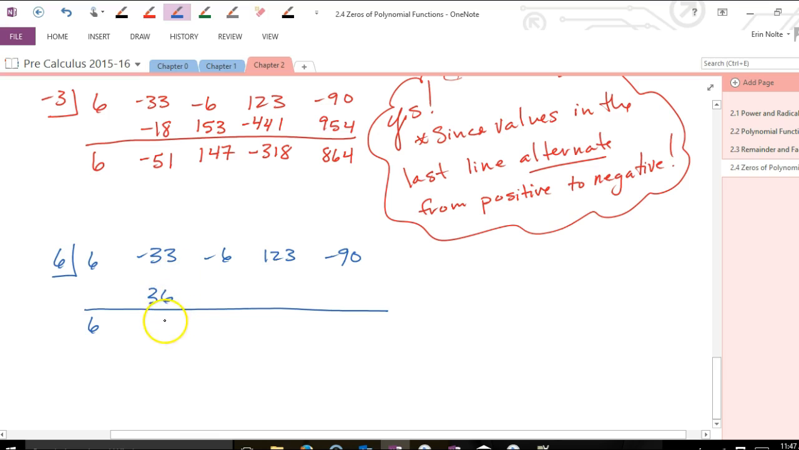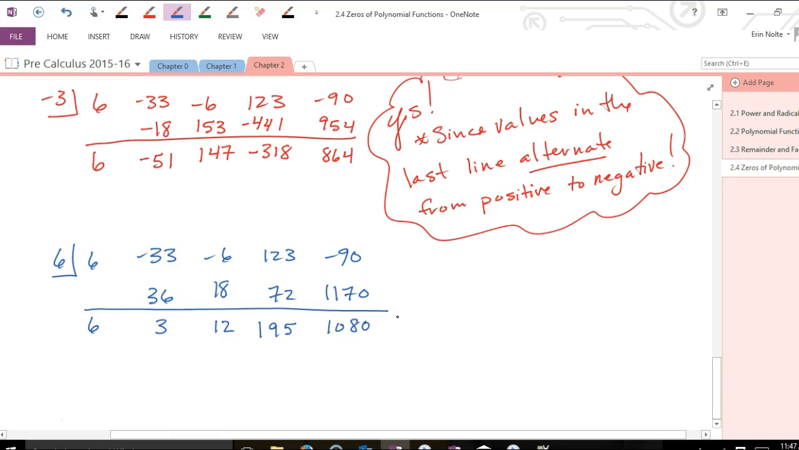Negative 33 plus 36 is 3. 3 times 6 is 18. Negative 6 plus 18 is 12. 12 times 6 is 72. 123 plus 72 is 195. 195 times 6 is 1,170. And minus 90 is 1,080.